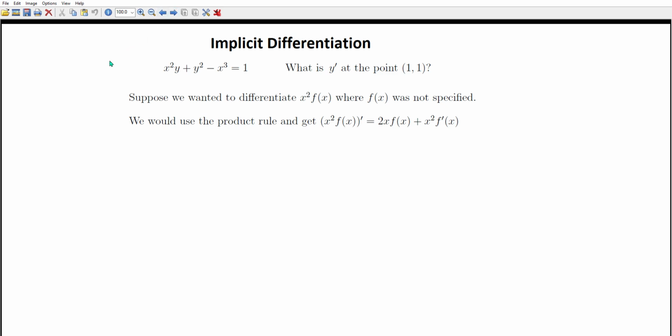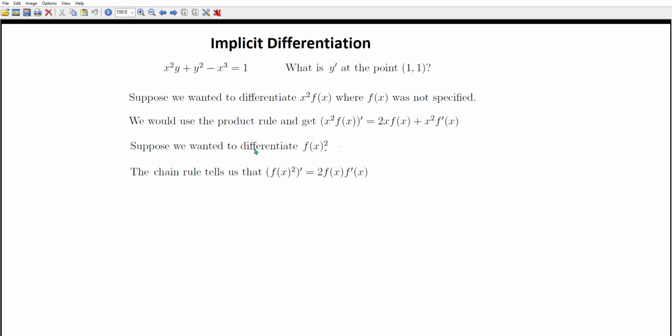Let's look at a slightly different problem. Suppose that we wanted to differentiate the term x squared f of x, where f of x was not specified. We'd use the product rule, and the product rule would give us the derivative of the first, which is 2x, times the second, f of x, plus the first, x squared, times the derivative of the second, f prime of x, where we don't know what f and f prime are.